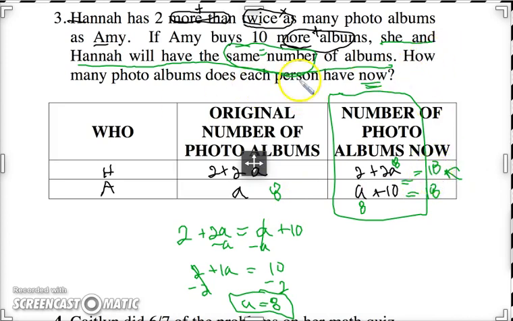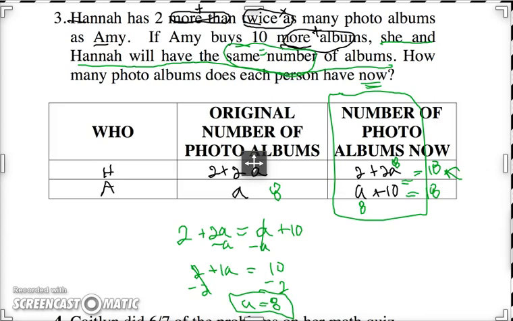So now I can interpret my answer. So my answer is, okay, now Amy and Alba each will have 8 albums. And that's the interpretation of my answer in the context of this problem.